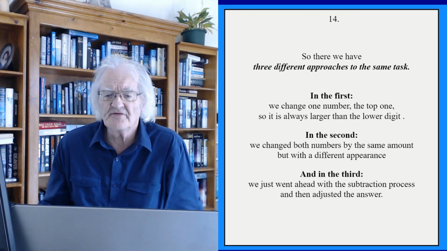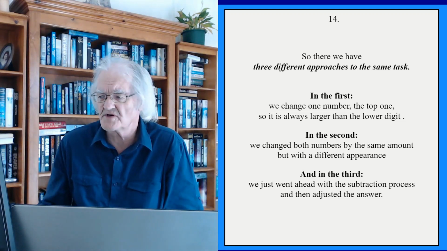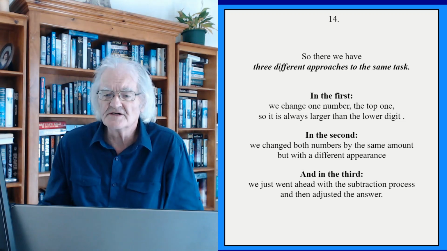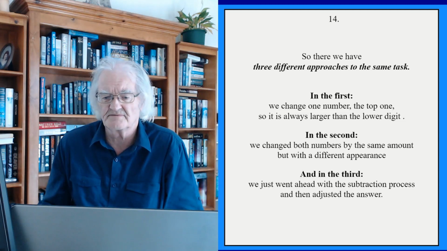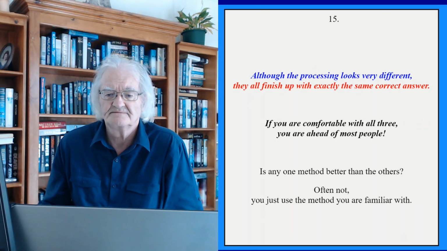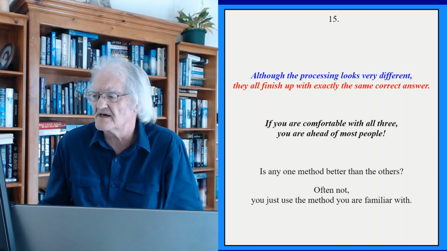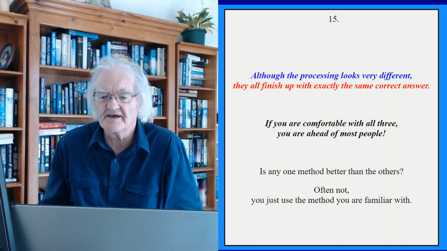So there we have three different approaches to the same task, subtracting two numbers. In the first, we change one number, the top number, so it's always larger than the lower digit. In the second, we change both numbers by the same amount, but making their appearance quite different. And in the third, we just went ahead with the subtraction process and then adjusted the answer. Although the processing looks very different, they all finish up with exactly the same correct answer. If you're comfortable with all three, you're ahead of most people.